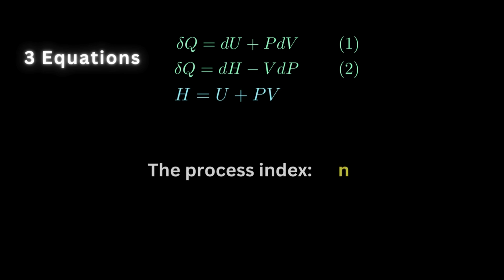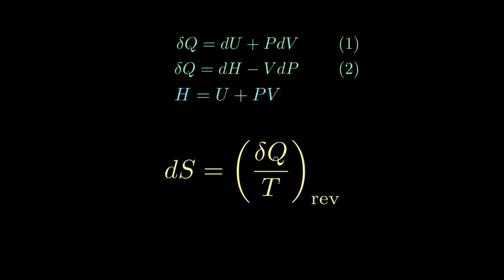Then we will define the process coefficient and denote it as N. Entropy in a reversible process is defined by. To find the entropy, we should find an expression that rules the heat exchange of the system.